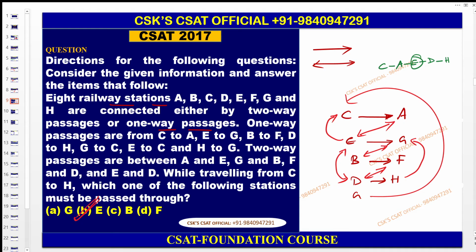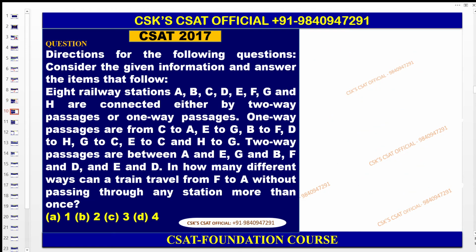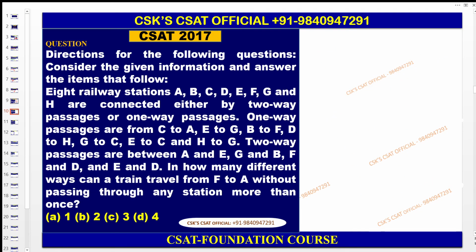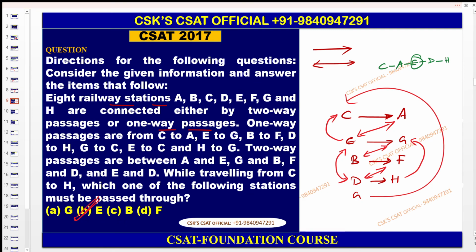Now just have the idea here. The question is same here. Let us see the question and we'll mark here. In how many different ways can a train travel from F to A without passing through any station more than once? Please remember F to A, without passing through any of the stations more than once. So let us solve this one.